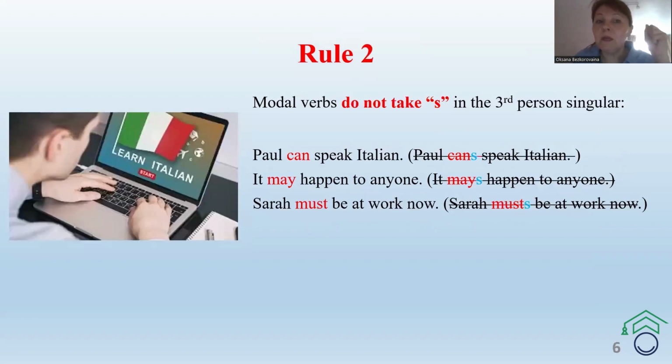Rule number 2. Modal verbs do not take S in the third person singular. Paul can speak Italian. We can't use S. Paul is he, the third person singular, but no S. It may happen to anyone. Yeah? No S. Sarah must be at work now. Yeah? Sarah must be at work means I'm almost sure that she is at work. Yeah? No ending S. So this is rule number 2.